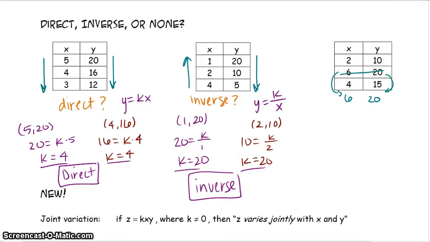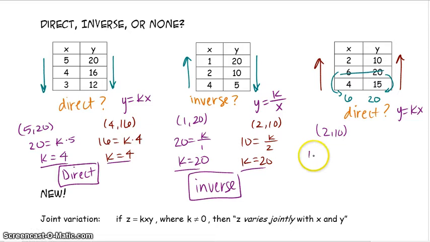Now looking at this, I have 2, 4, 6, that is increasing. And then I have 10, 15, 20, that is also increasing. Since both my arrows are pointing up, that means it could be direct. But I don't know, I have to test it. So remember, y equals kx. Let's test 2 points. I'm going to test 2, 10.